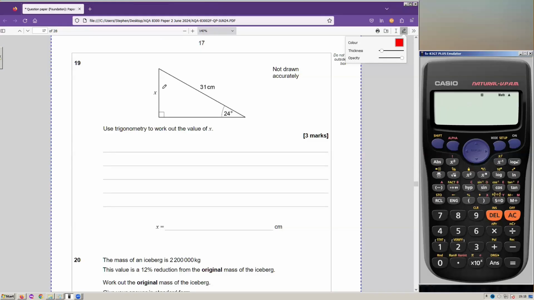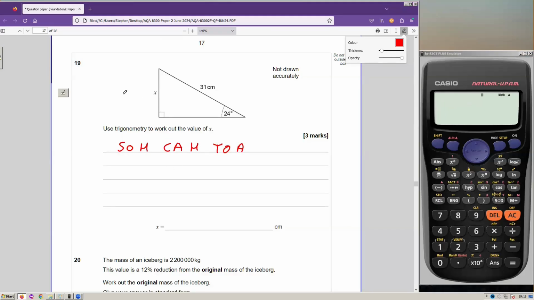We've got this triangle, 24 degrees there, it's a right angle. Hypotenuse is 31. This one here, the x, is opposite that angle. We have to use trigonometry to work out the value of x. So it's 3 marks. I think you're going to get a mark just for writing SOH CAH TOA.